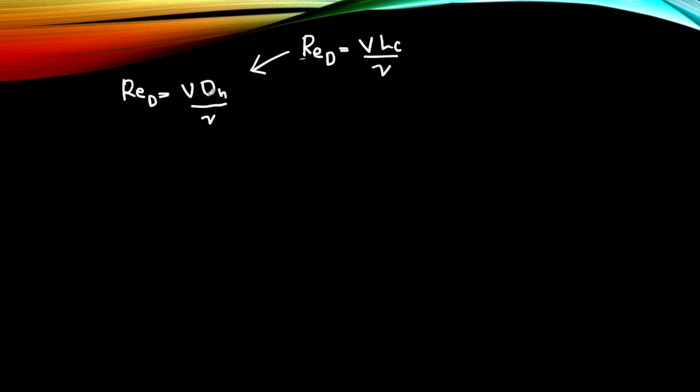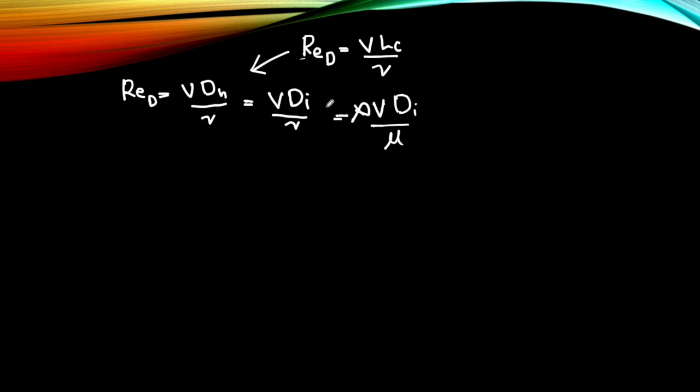Since we deal with the circular shape, therefore I change it to D_H. So D_H here will be the diameter. Since we are dealing with internal forced convection, therefore D_H becomes D_i. Another form of Reynolds number is rho V D_i over mu. So you may use either V D_i over nu or rho V D_i over mu. These two forms of Reynolds number can be used.